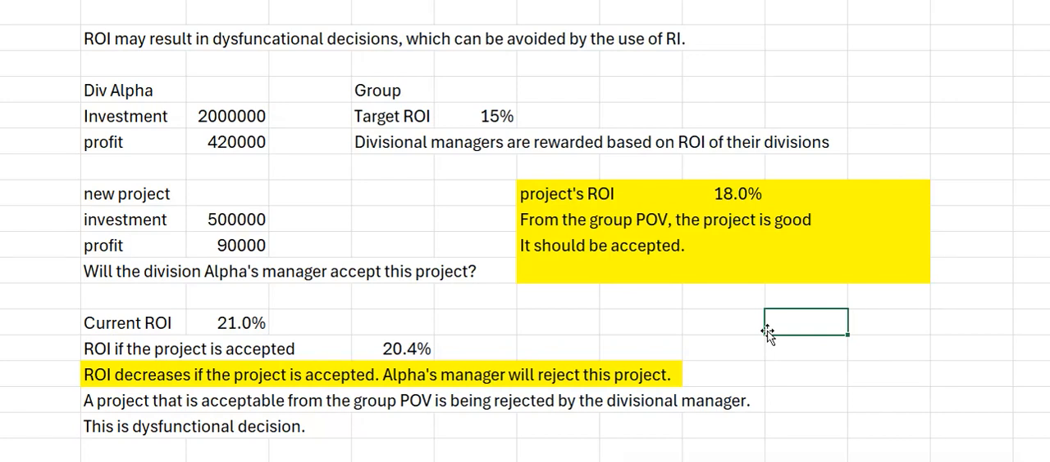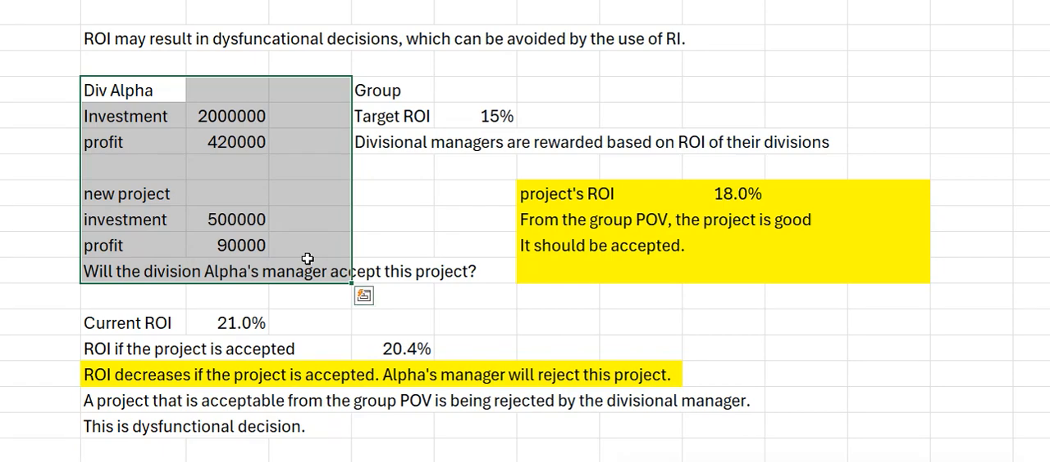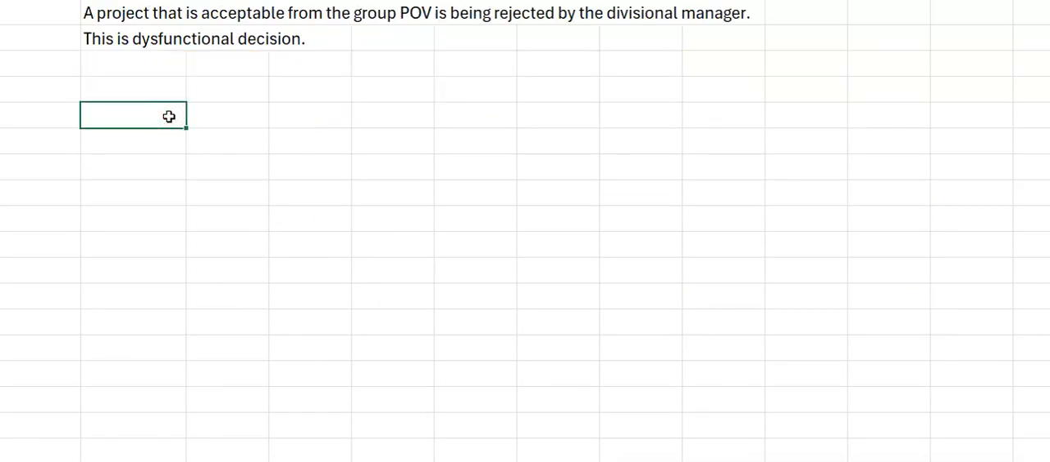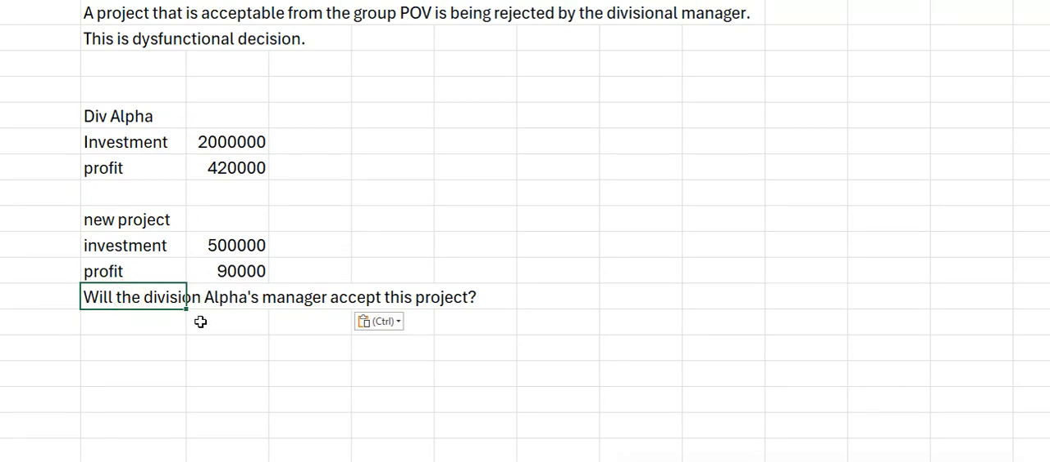Who is wrong here? It's not the manager. What is wrong? The use of ROI is the problem. You gave ROI as the performance criteria. That is why this resulted in it. Same information, let's analyze now. Same data, will the division Alpha's manager accept this project if residual income is used as the performance criteria? I change the performance criteria. Now the manager is going to be rewarded based on residual income, not based on ROI.